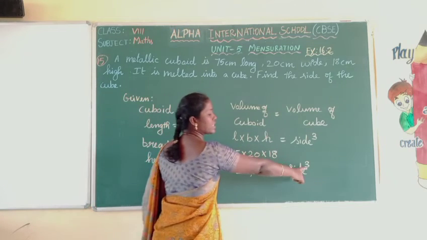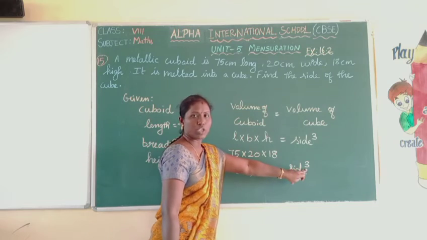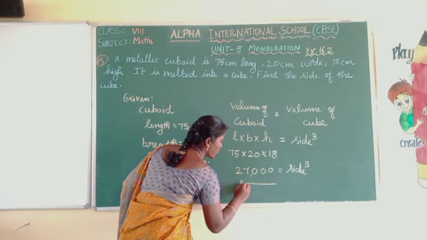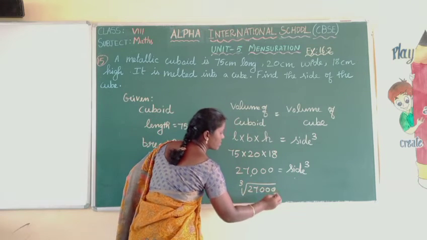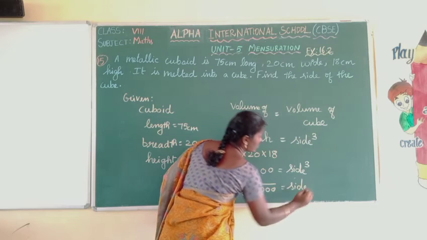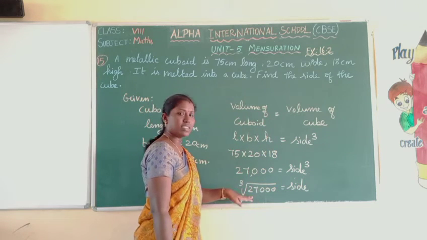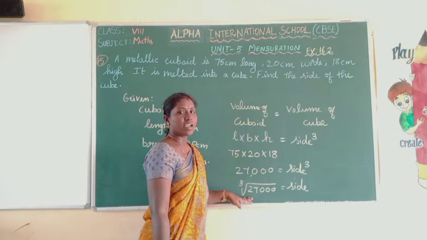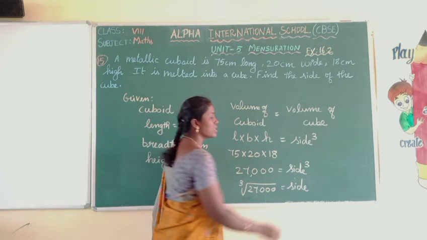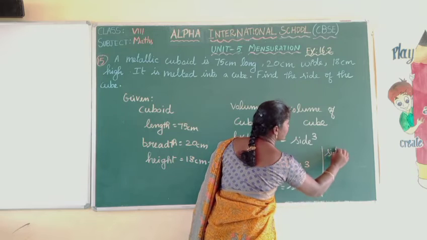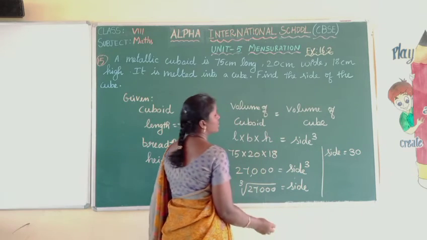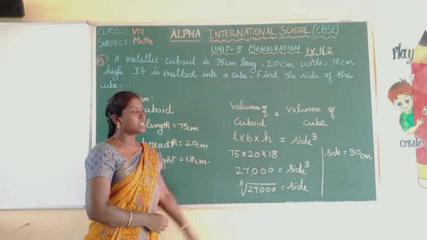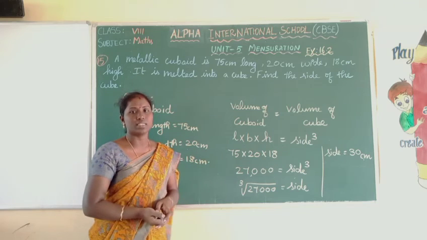If there is a square, we will take the square root. Likewise, here we have a cube, so we have to take the cube root of 27,000 is equal to side. So what is the cube root of 27,000? It is easy, no? Cube root of 27 is 3. 3 3s are 9, 9 3s are 27, and for 27,000 we get the cube root as 30. Side is equal to 30 centimeter.